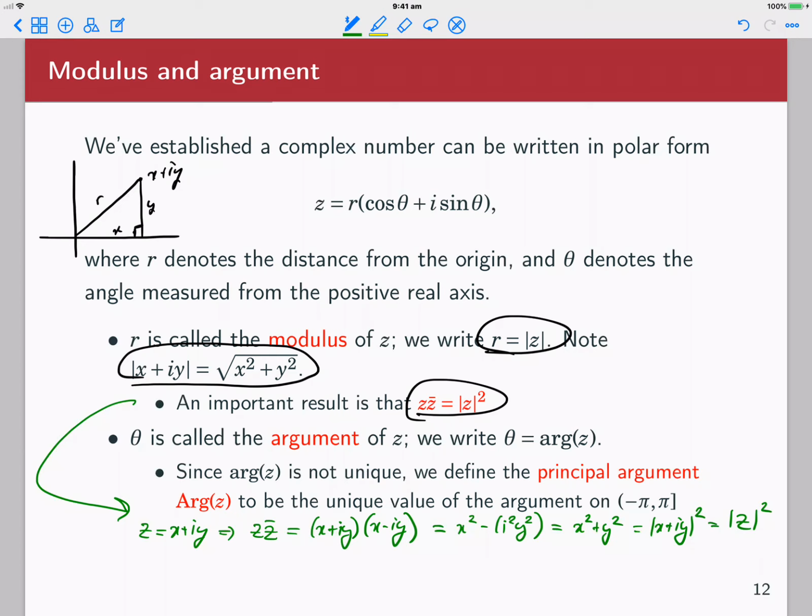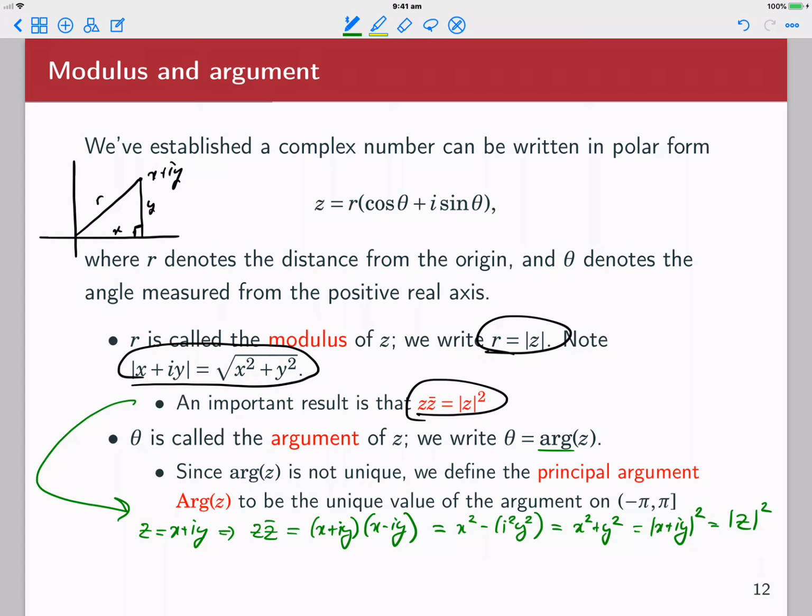Now the angle theta that we've been talking about so far, that's called the argument of z, and we write it like this. We use the letters ARG. ARG stands for argument. Now notice that the argument of z, the way we've defined it as just being the angle measured from the positive real axis, that argument is not unique.